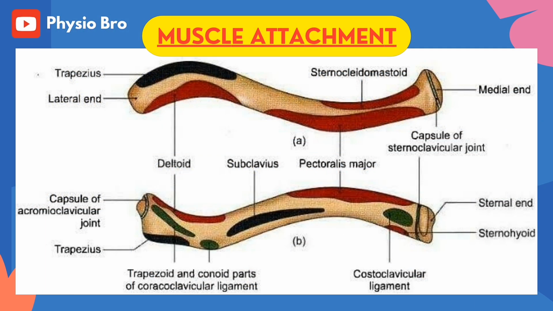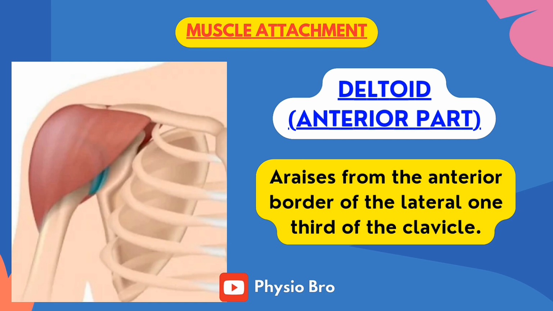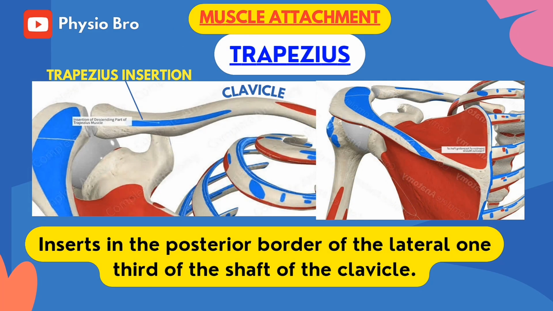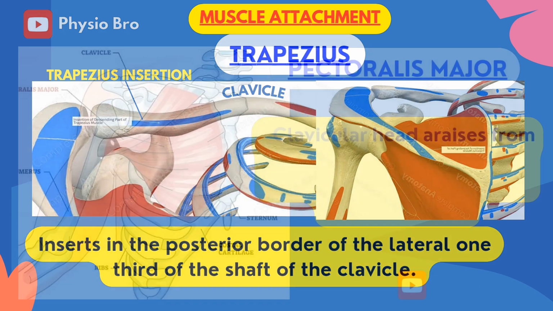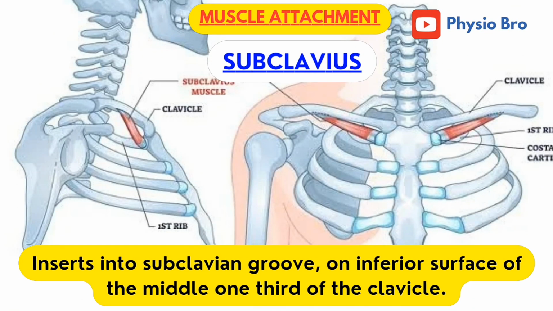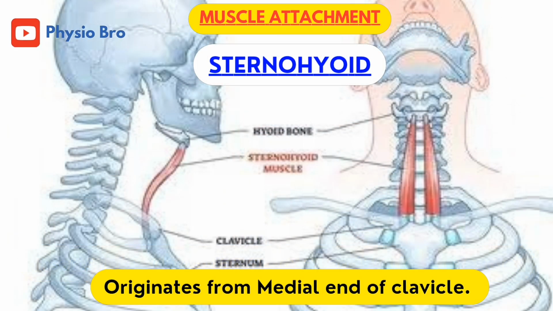Muscle attachment. Deltoid arises from the anterior border of the lateral 1/3 of the clavicle. Trapezius inserts in the posterior border of the lateral 1/3 of the shaft of the clavicle. Pectoralis major. Clavicular head of pectoralis major muscle arises from the medial 2/3 of the anterior surface of the shaft of the clavicle. Subclavius inserts into subclavian groove, on inferior surface of the middle 1/3 of the clavicle. Sternohyoid originates from medial end of clavicle.